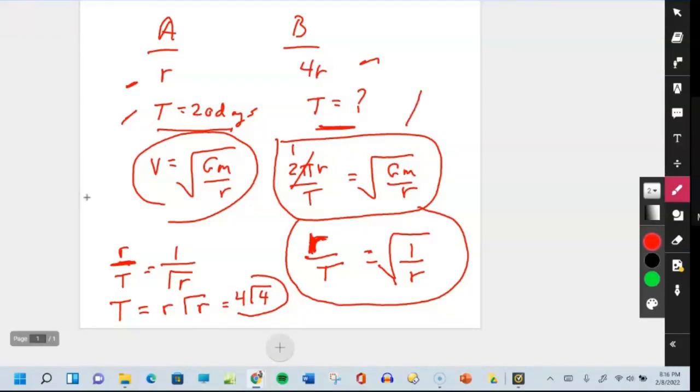This is what Julia was in fact saying. She says, you got to take the 2 pi r and make it equal to the radical gm over r, because you got to make everything about r and t.